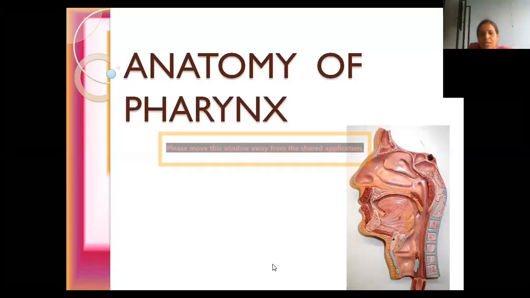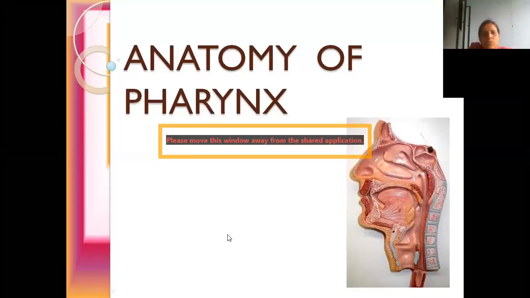This can also be an essay question. So let us do pharynx. If you look at this picture, maybe you found this specimen in the dissection hall also, isn't it? So what is this specimen showing us? This is a median sagittal section of head and neck.